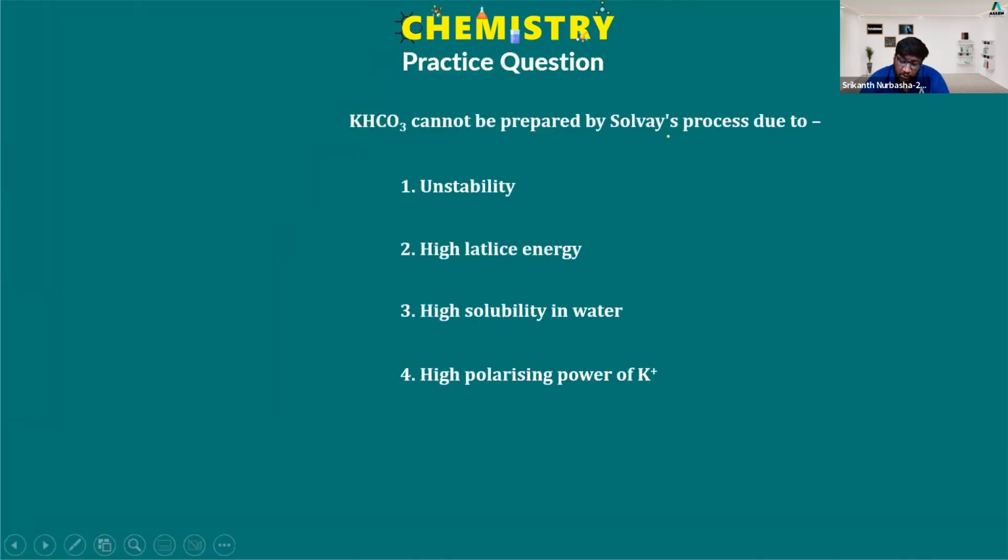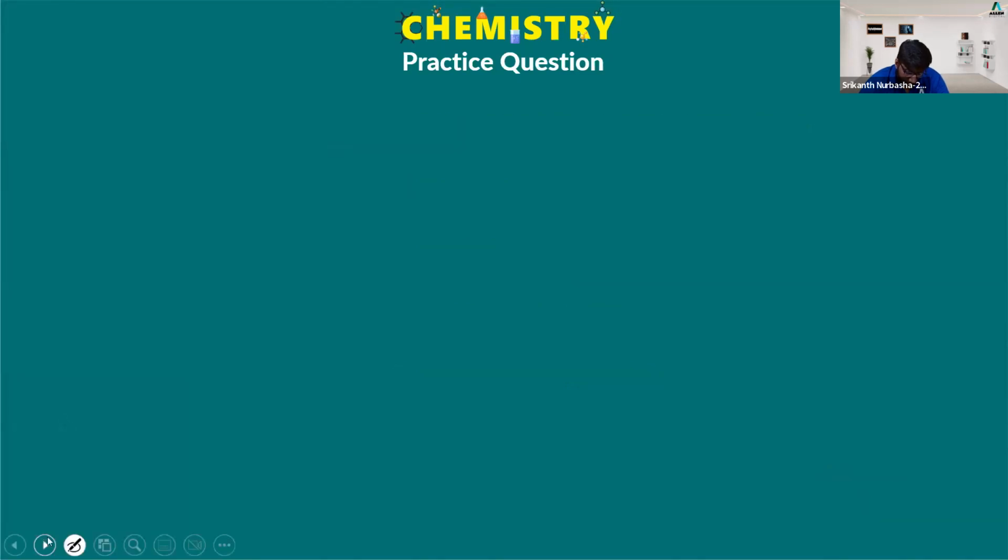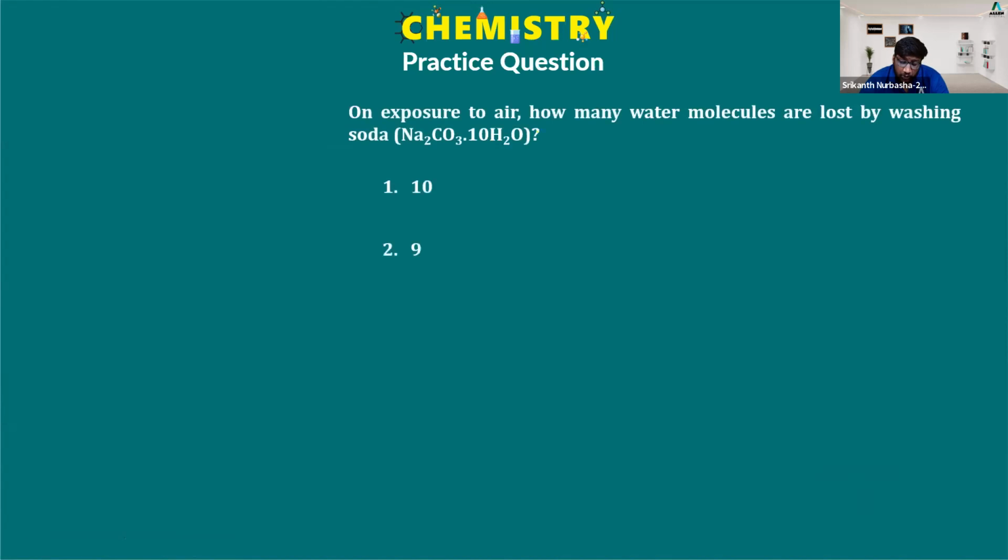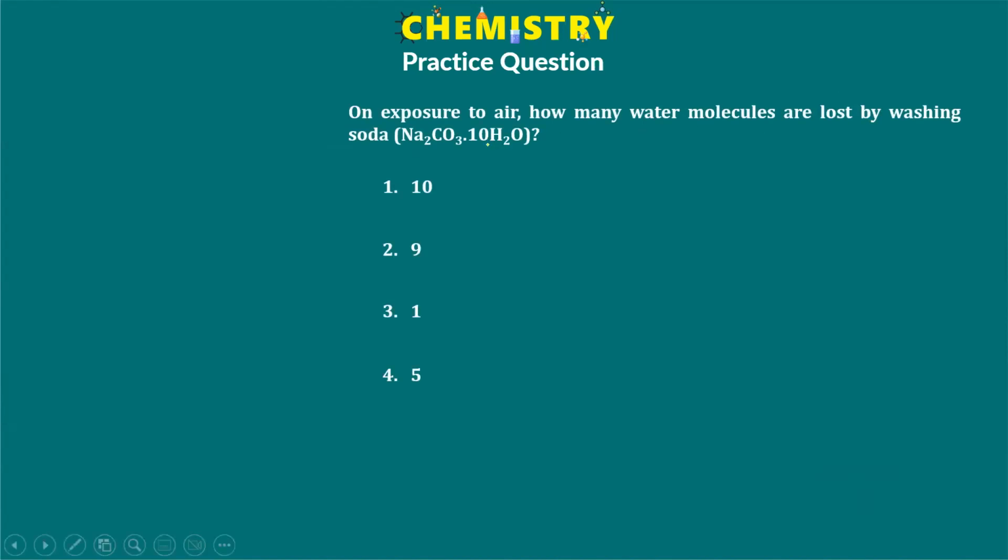KHCO3 cannot be prepared by the solvay process due to instability, high lattice energy, high solubility in water, and high polarizing power of K+. High solubility in water, right? Very good. On exposure to air, how many water molecules are lost by washing soda, Na2CO3.10H2O? 9. 9 water molecules.